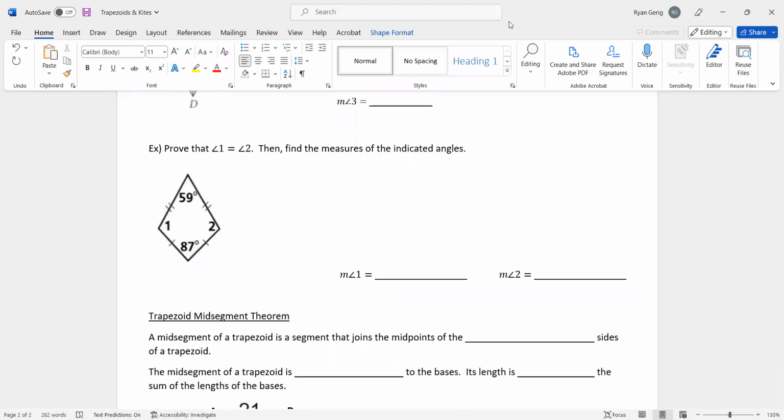Another example of this with kites, it's not a new property, but it is something that kind of follows from it. I'm going to draw a line down the middle there, diagonal, and that line is congruent to itself. I can show you that angles 1 and 2 are equal here because the two triangles are congruent by side, side, side, right? Therefore, angle 1 has to equal angle 2 by CPCTC.